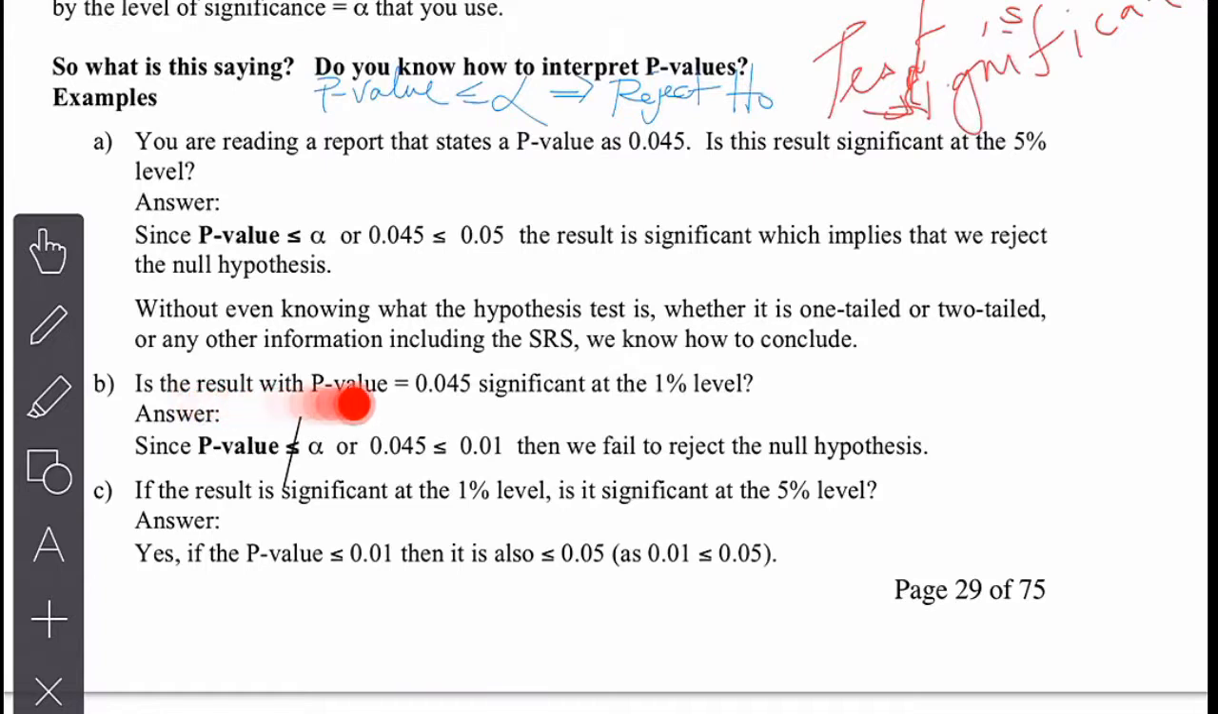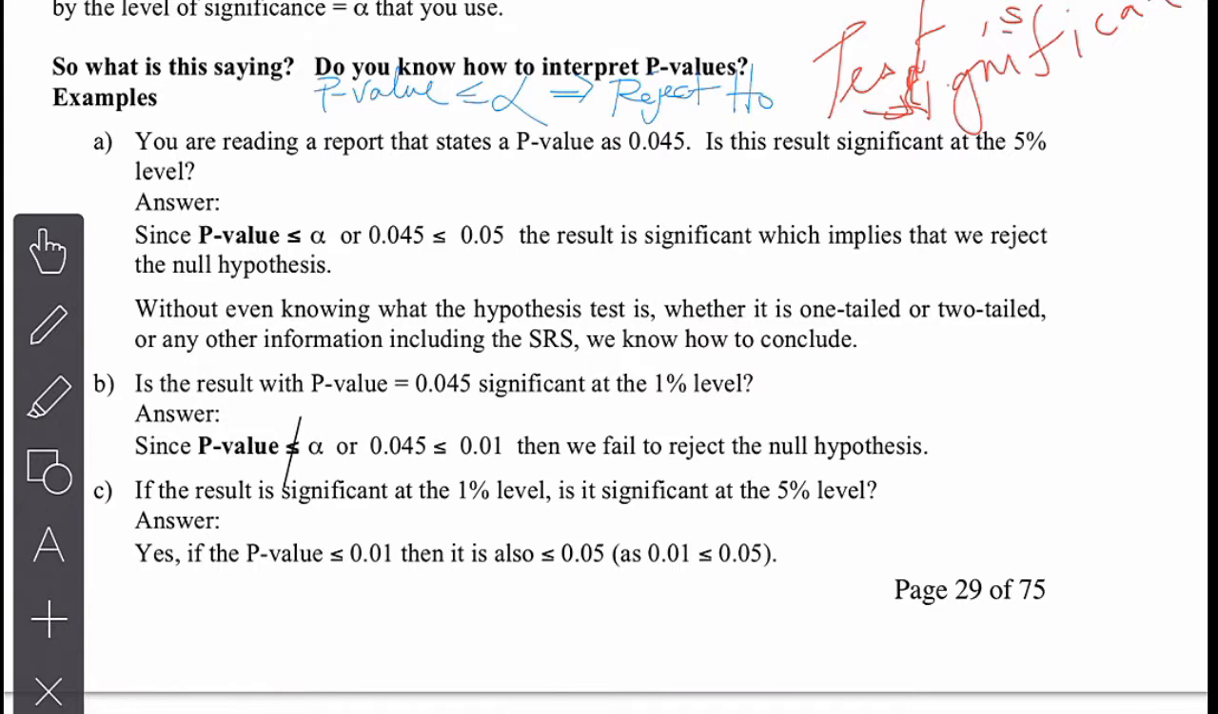Is the result p-value equals 0.05 significant at 1%? Okay, so what if I change that? By changing that, what I'm doing is making it stricter, harder, right? It must be further away, must be very much more strange for me to reject the null hypothesis. So it's only 1%, 5% was what we usually use, but what if we set it to 1%? We're much more stringent, much more strict.